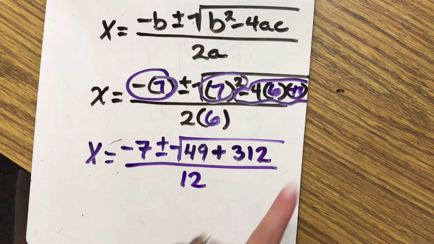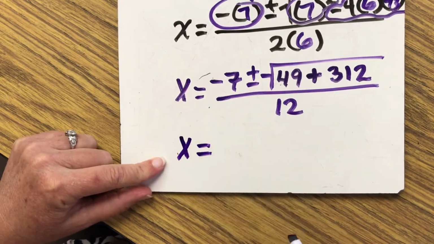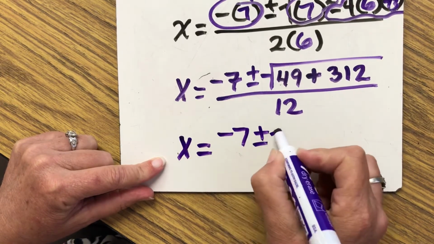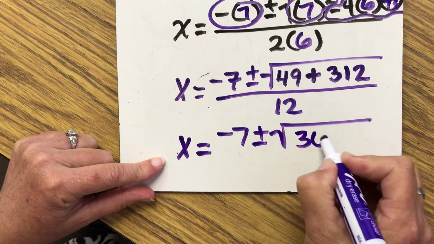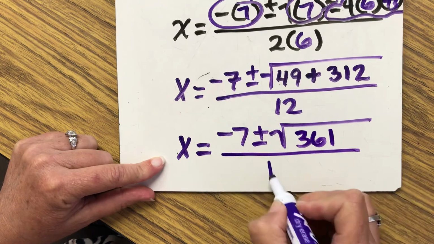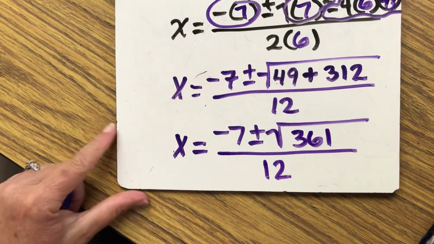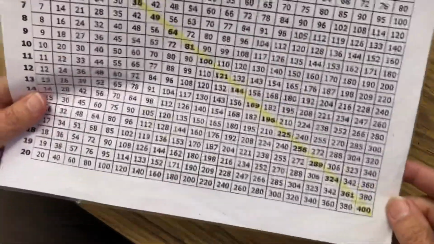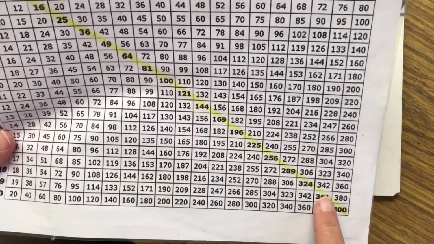Great. Now again, our focus is going to be on cleaning up this radical area. And hopefully we have some beautiful perfect square in there. So let's keep going. So we have x equals negative 7 plus or minus the square root of 312 plus 49 is 361. That's going to all be over 12. Square root of 361. Wow, is that even a perfect square? Let's look. Here's our perfect squares. 361. I found it. Yep, it's going to be 19 times 19.